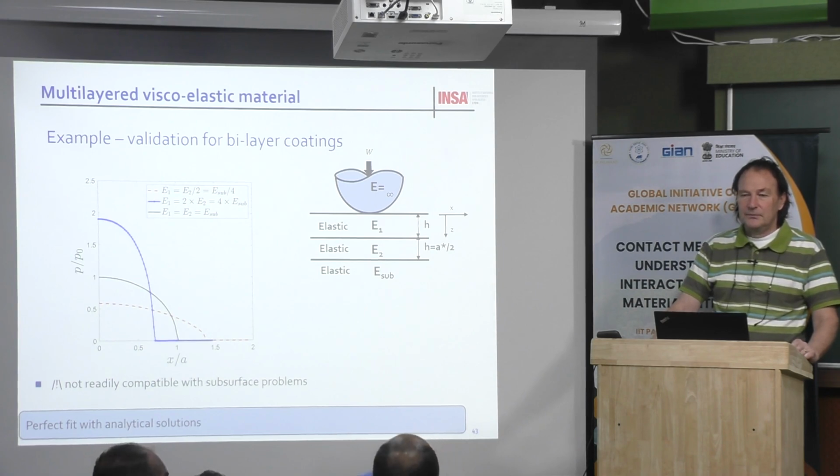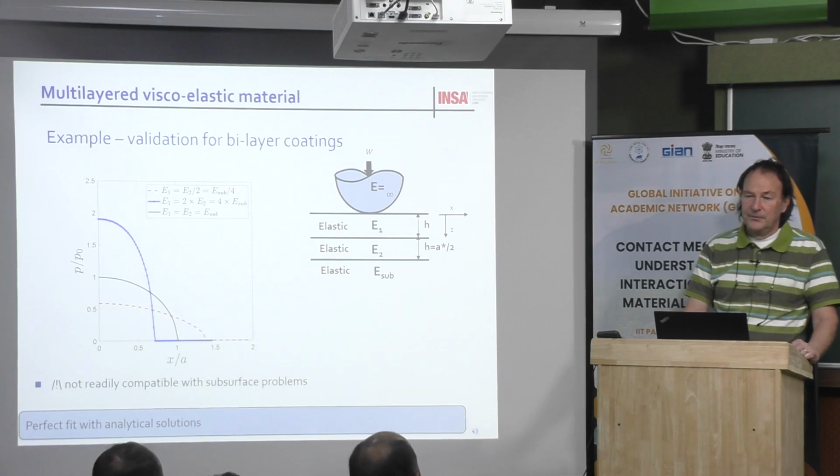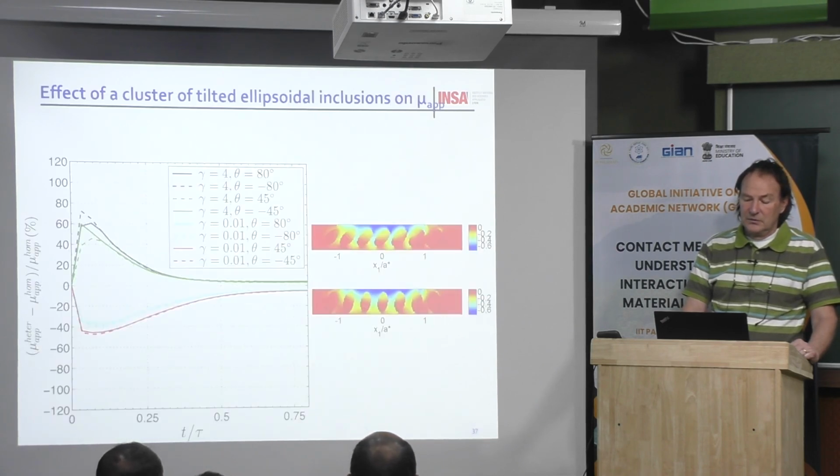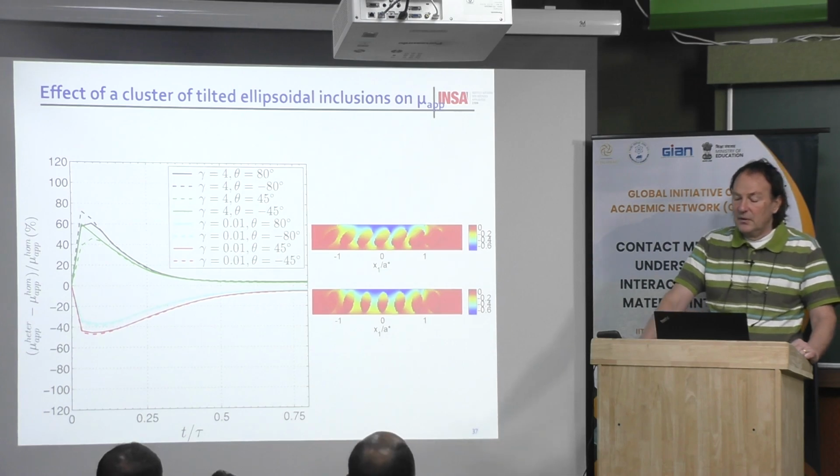Regarding one question, when we are applying the inclusion angle, when we are going from 80 to minus 80, there is a very drastic change in friction. So what is actually the possible reason if you are changing the angle to minus 80 degrees?